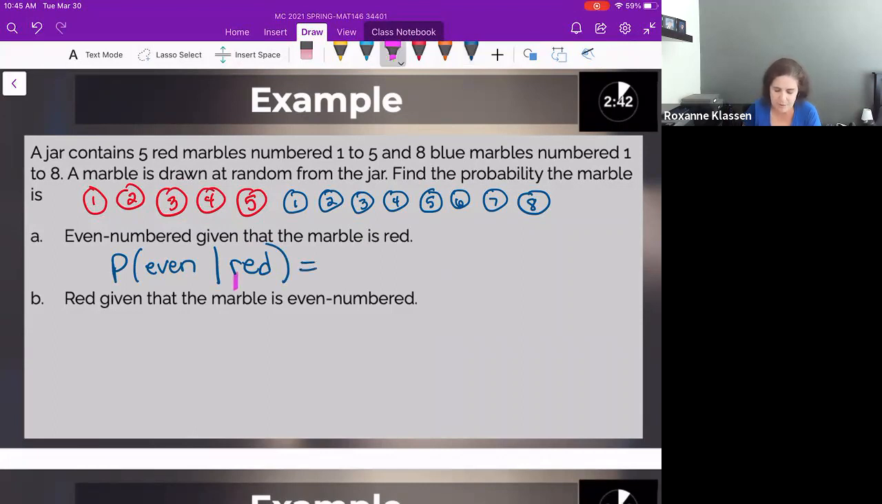Now, what I have to pay attention to is this part. This is already true. It's already happened. So I already know the marble's red. Okay, so what's the probability that it's even?